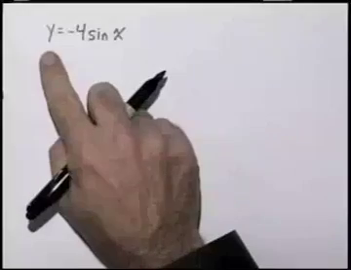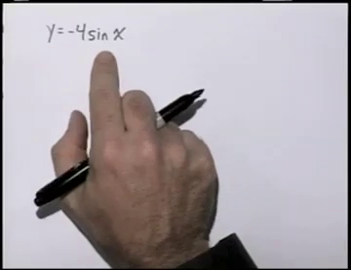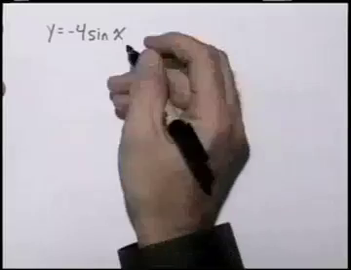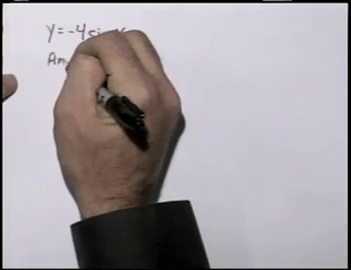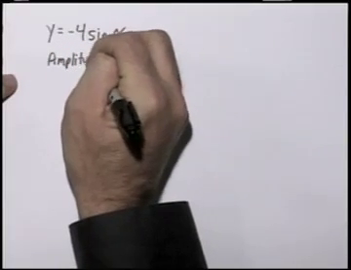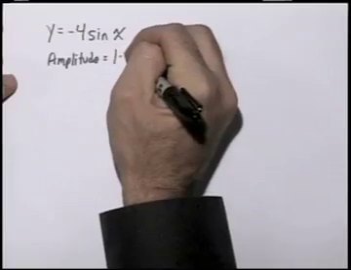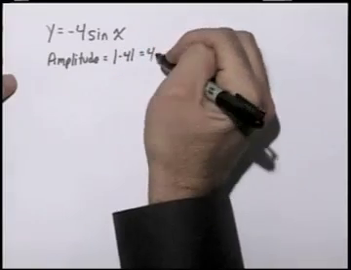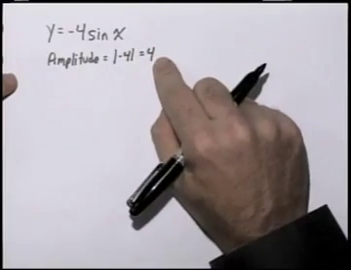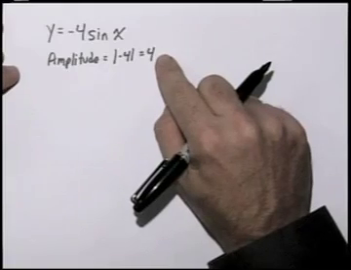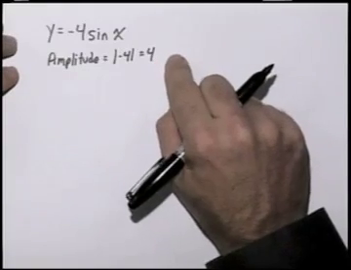So we're going to graph y equals -4 sine of x. For starters, we should notice that the amplitude of this particular function is the absolute value of -4, or 4. That means that the y values are going to oscillate between -4 and 4.